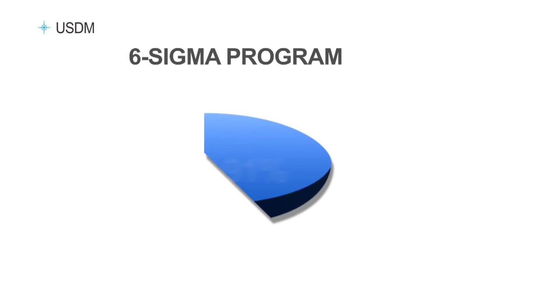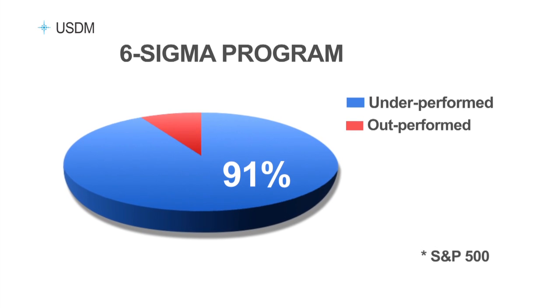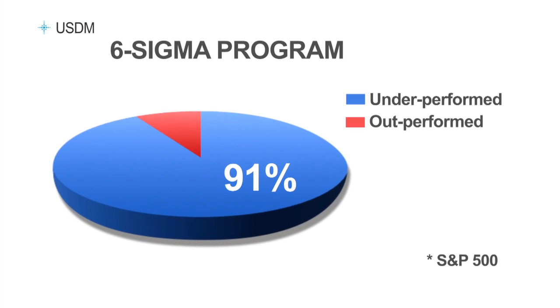It was commonly held that after implementing Six Sigma, a company's stock price would rise and outperform the S&P 500. However, the jury is still out as the results are mixed and unconvincing. A survey of 58 companies using the Six Sigma program revealed that 91% of them underperformed compared to the S&P 500.